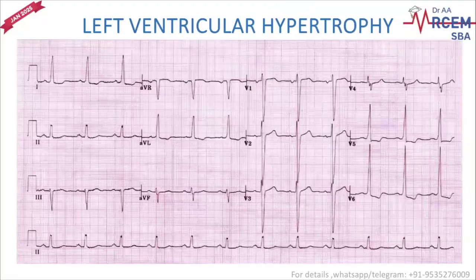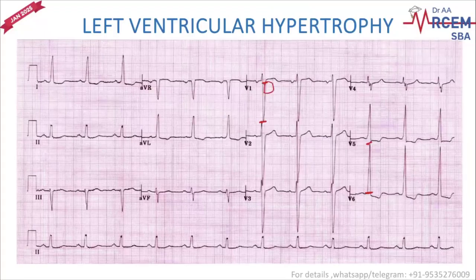Left ventricular hypertrophy is not that easy. We use a few criteria here. One criterion that is very commonly used is known as the voltage criteria. The S wave and the R wave, either in V1 or V2, V5 or V6, you can take whichever amplitude is high.